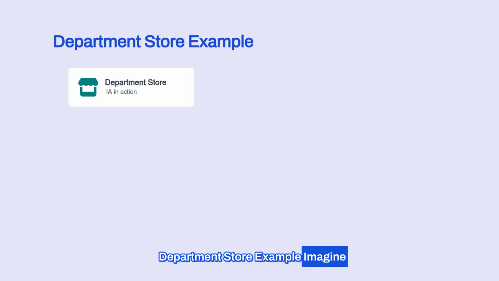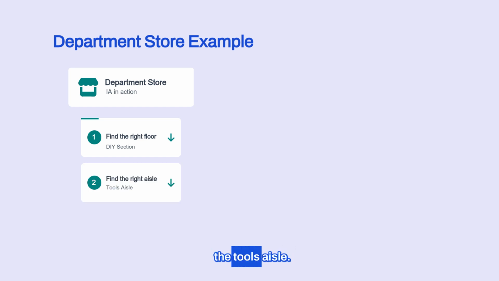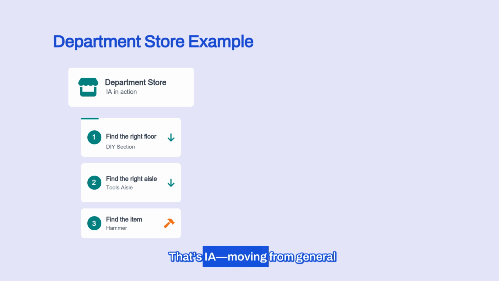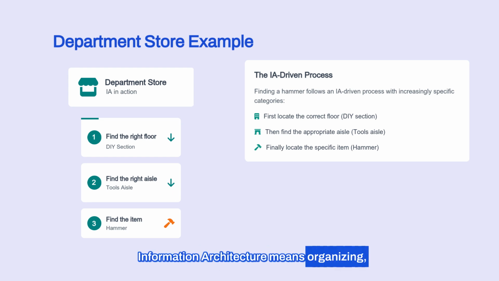Department store. Example: imagine you want to buy a hammer. First, you check the floor directory, DIY section. Next, you go to the tools aisle. Finally, you pick the hammer. That's IA, moving from general to specific in clear steps. The IA-driven process starts with planning the problem, and only then can we begin to design a solution. One of the first steps in design is information architecture. Information architecture means organizing, structuring, and labeling content.